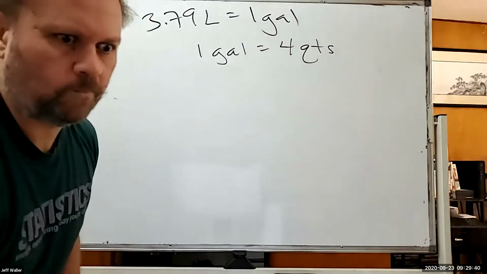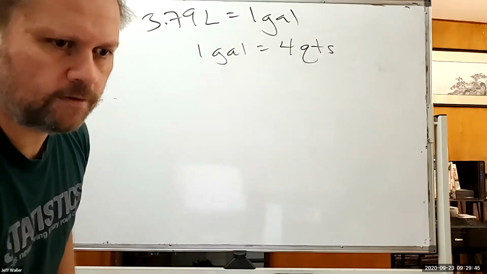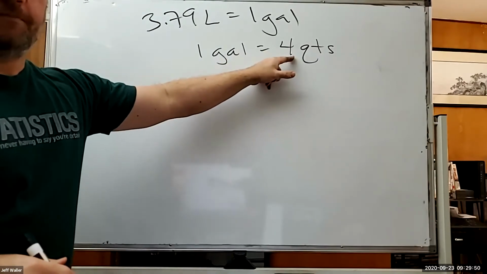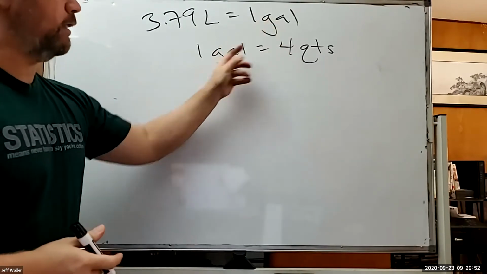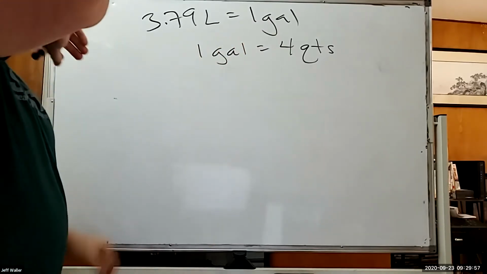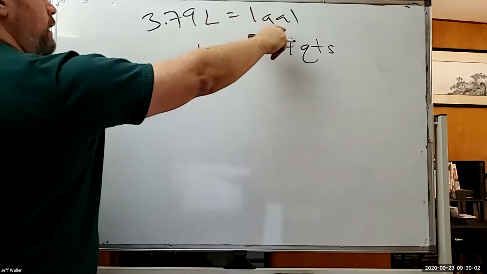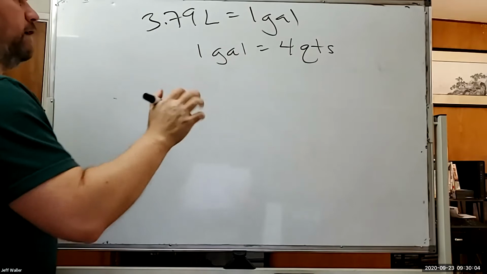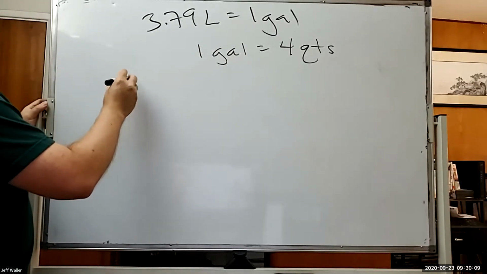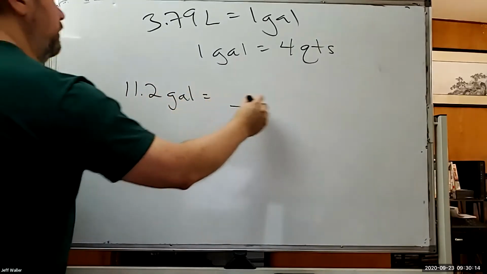Okay, so now watch this. You guys might know this one, especially if you do a lot of cooking: 1 gallon is 4 quarts. I always forget those. And this one you might never have known ever: 3.79 liters makes 1 gallon. So what if I have, what do you got, Jeff? I got 11.2 gallons, and I want to know how many liters that is.